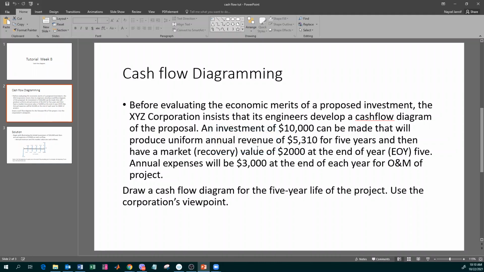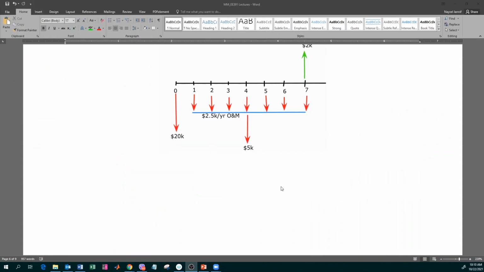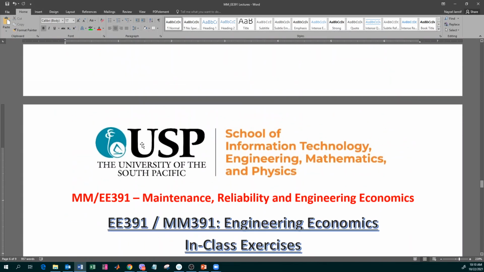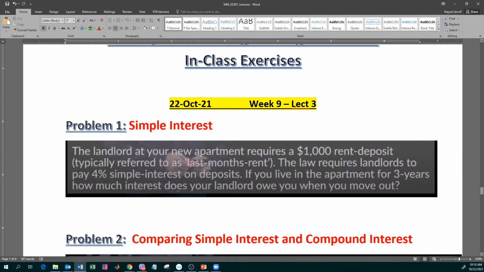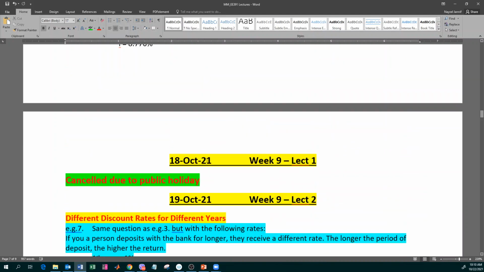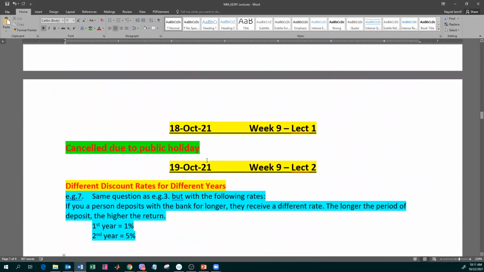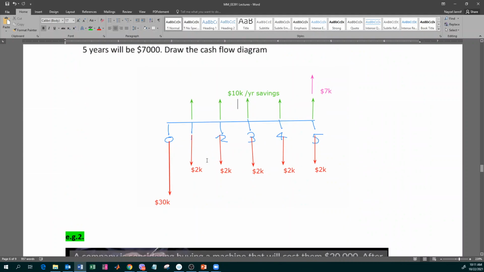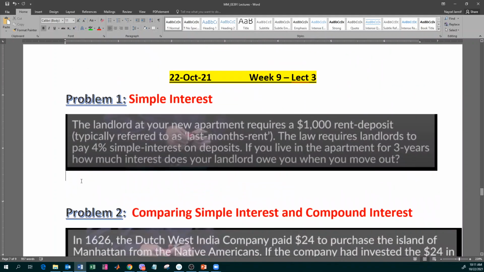Now let's move on to our Microsoft Word. Today is the 22nd of October, week 9, lecture 3. The other lectures are all here. I'm going to upload this onto the Moodle shell, but I won't be writing much over here. This is just a guide. All these questions are already there. Let's do some warm-up exercises before we get into the more difficult topics.